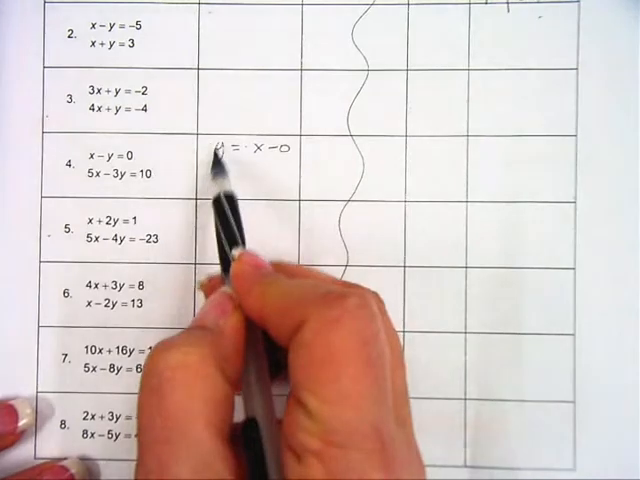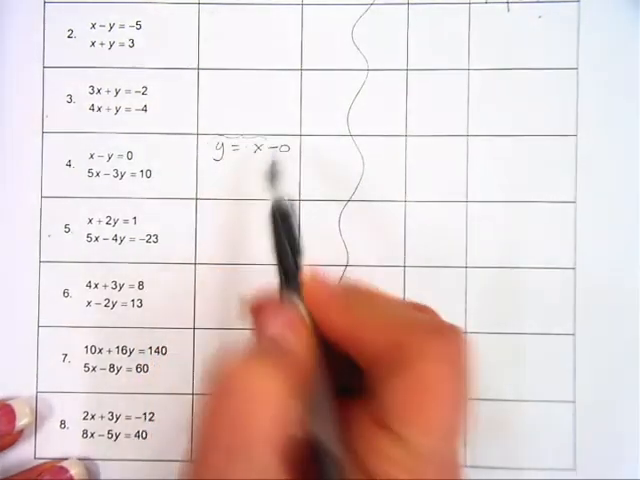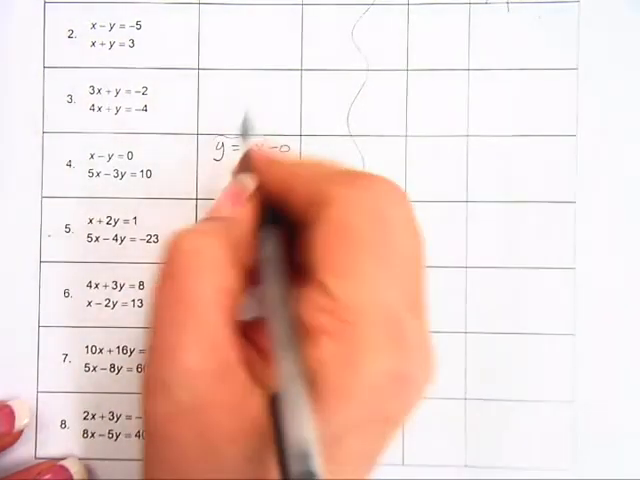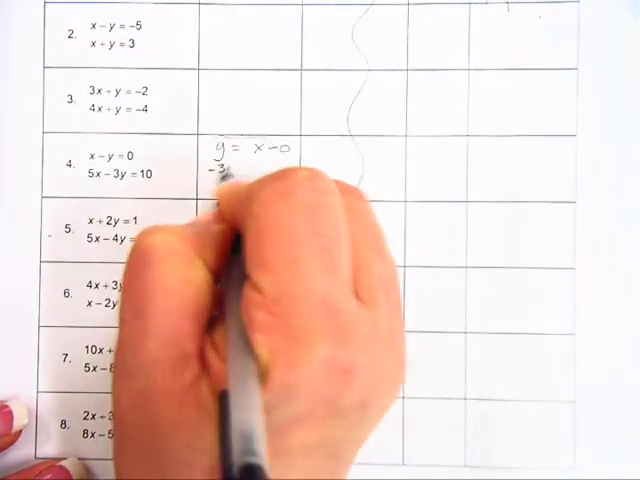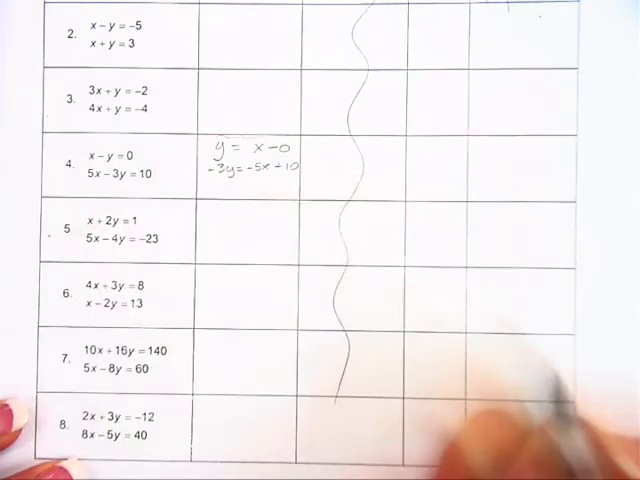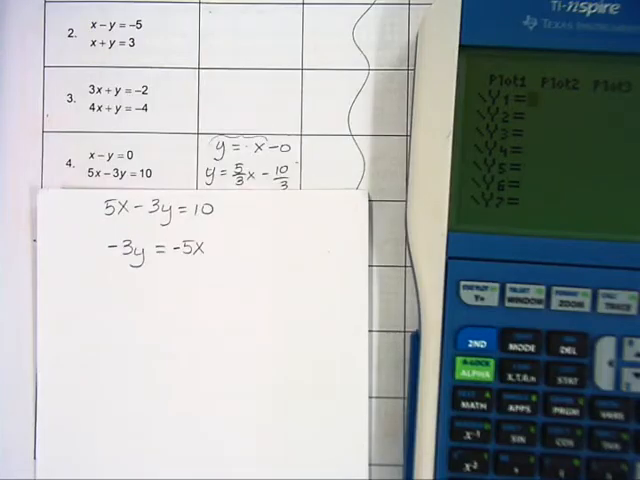Does this look familiar? What is y equals x? It's got a special name. That's the parent function. Simplest form of the linear equation, y equals x. Okay? All right, let's go ahead and rearrange this second one. We get minus 3y equals minus 5x plus 10. We can't have a minus 3.